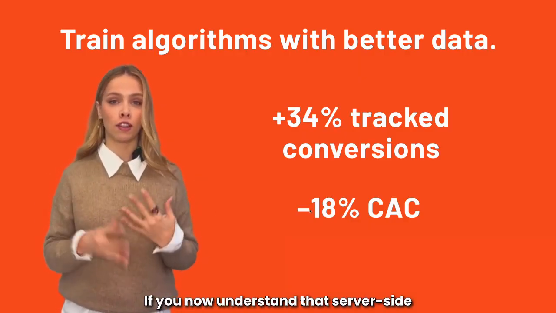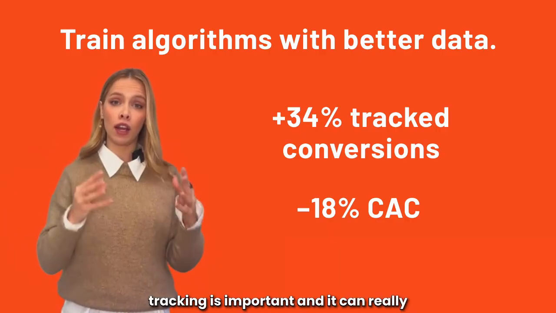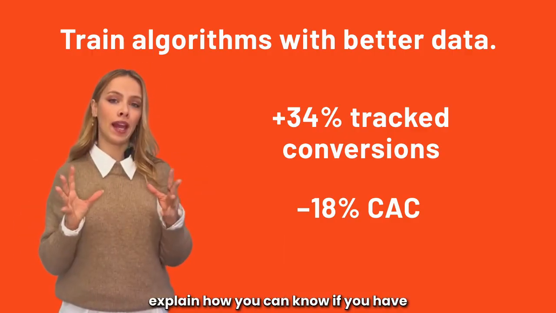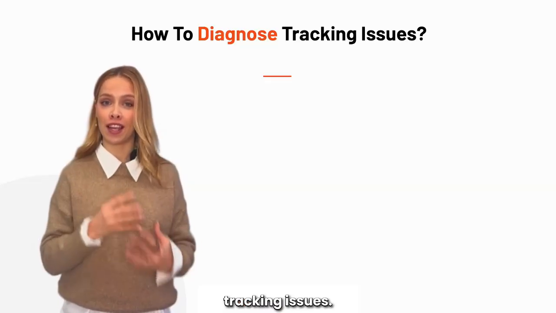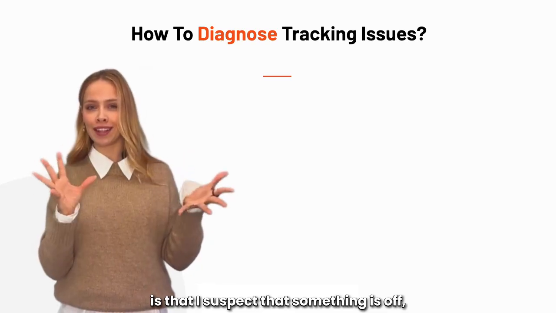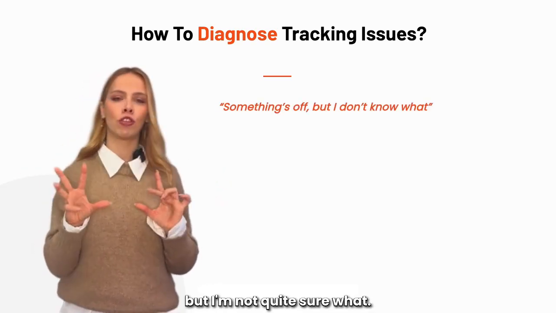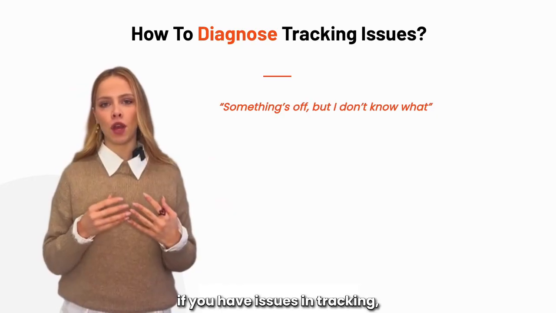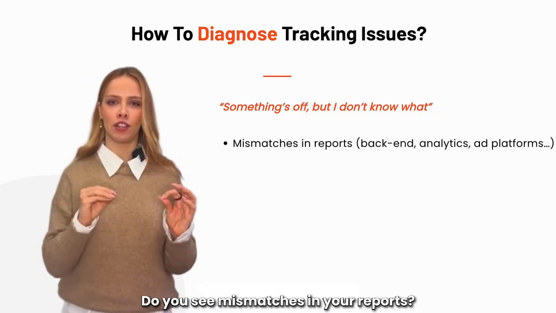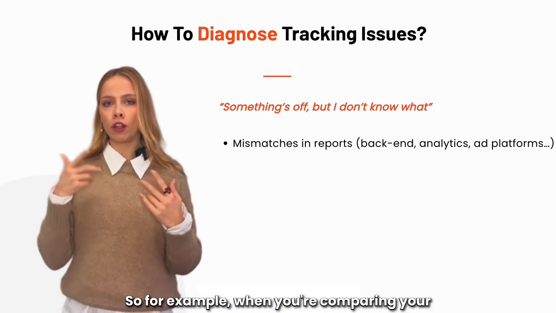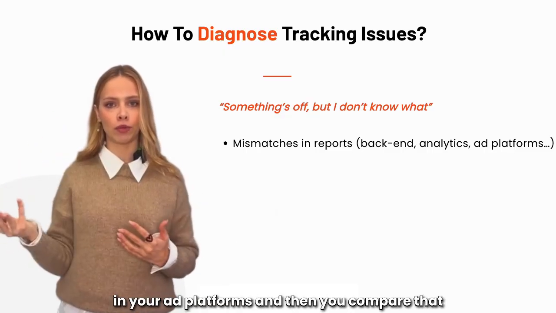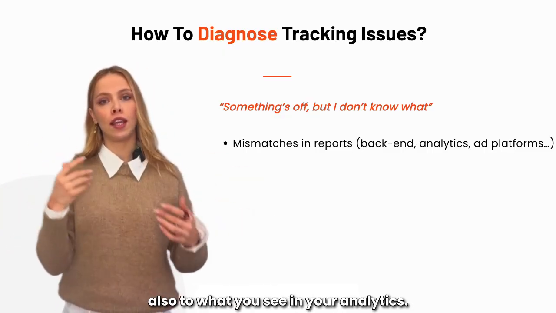If you now understand that server-side tracking is important and it can really benefit businesses, but you're still unsure if it will affect you, I will explain how you can know if you have tracking issues. The first thing that might pop into your mind is that you suspect that something is off, but you're not quite sure what. To understand if you have issues in tracking, go to your reports. Do you see mismatches in your reports? For example, when you're comparing your back-end sales data to what you see in your ad platforms, and then you compare that also to what you see in your analytics.